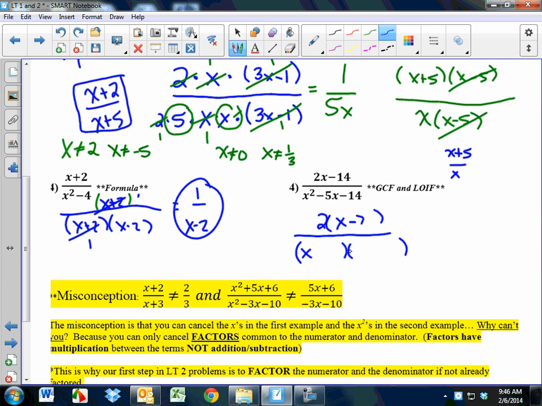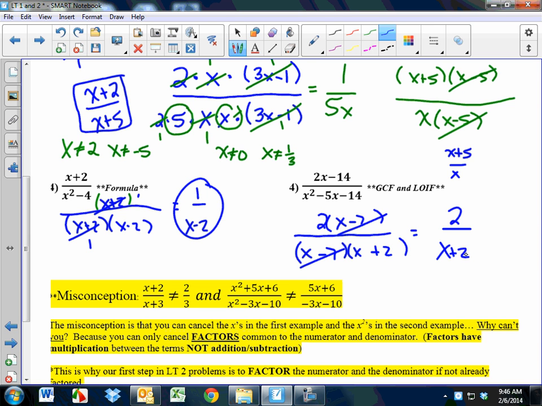Factors to x and x. So think about FOIL backwards. What would multiply to give you negative 14, but add to give you negative 5? That'd be negative 7 and positive 2. And then the x minus 7's cancel. And we get the answer 2 over x plus 2.